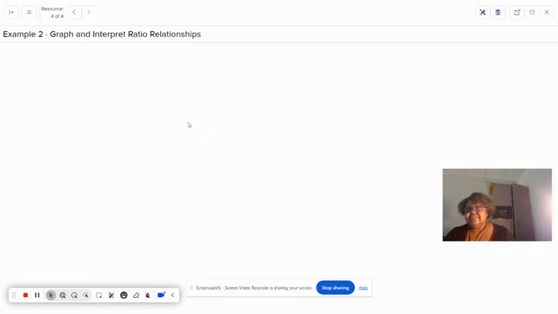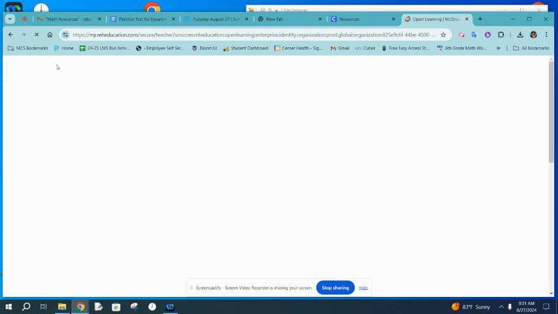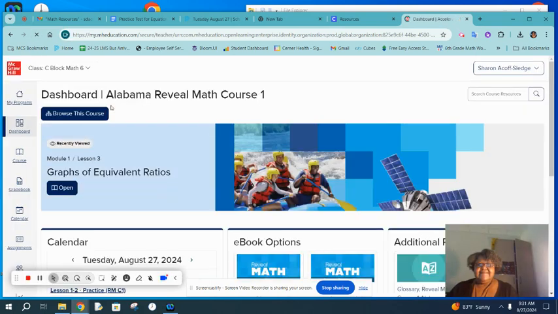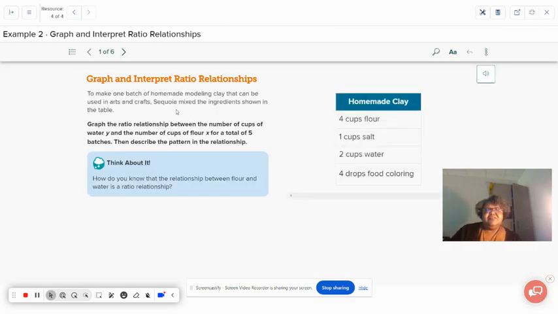And then our last example is to graph and interpret ratio relationships. Okay, here we go. So to make one batch of homemade modeling clay that can be used in arts and crafts, Sequoia mixed the ingredients shown in the table. Graph the ratio relationship between the number of cups of water, so we have 2 at first, and the number of cups of flour for a total of 5 batches.